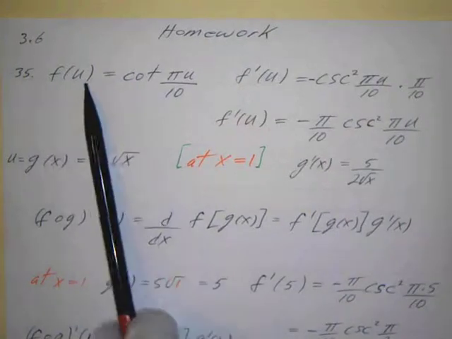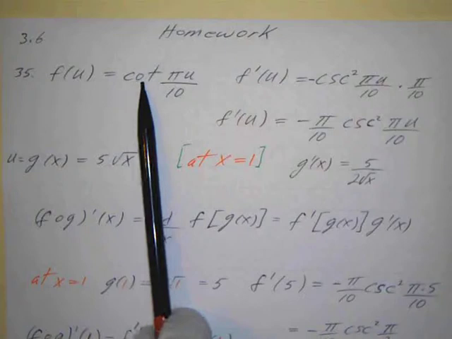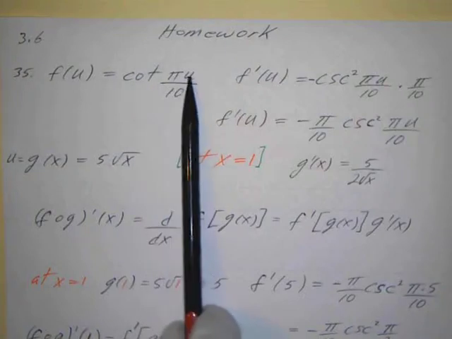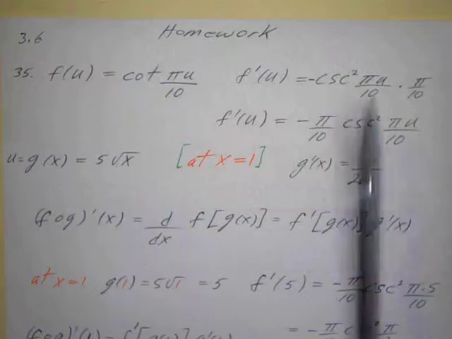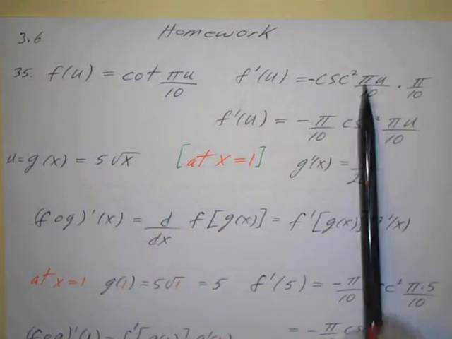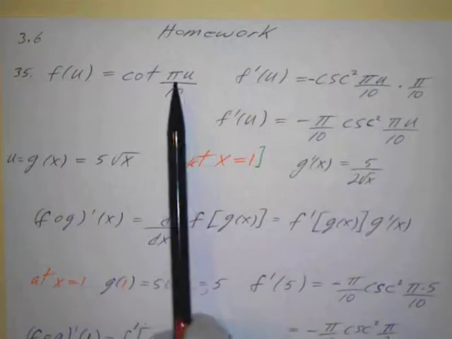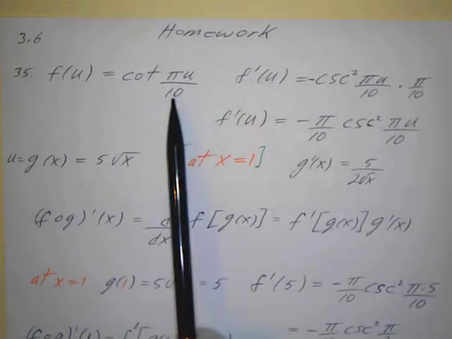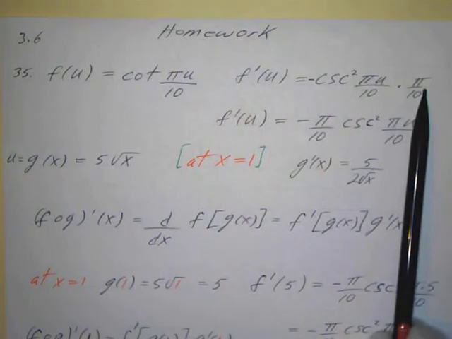So this is my outside function. F as a function of u is cotangent of pi u over 10. If I take the derivative, what's the derivative of the cotangent? Negative the cosecant squared of this function. But this function actually had an inside function, because the derivative of pi times u over 10, which is like pi over 10 times u, is just pi over 10. So we actually had a chain rule over here.